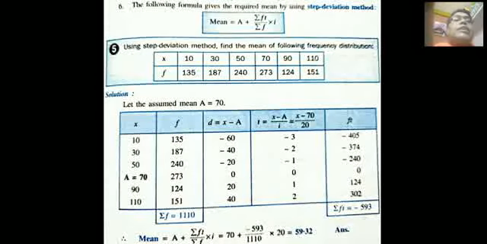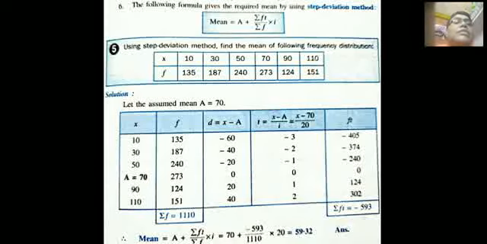The following formula gives the required mean by using the step deviation method. Keep in mind the step deviation method formula: mean is equal to A plus sigma f t by sigma f, into i, where A is the assumed mean, and t is D divided by i, the class size. So the formula will apply here, you can understand.